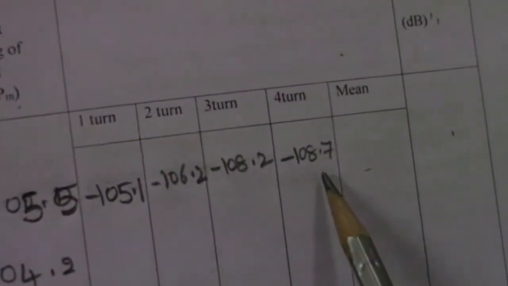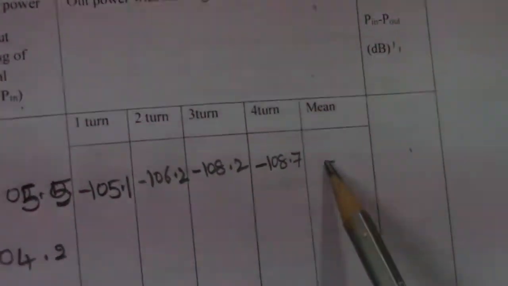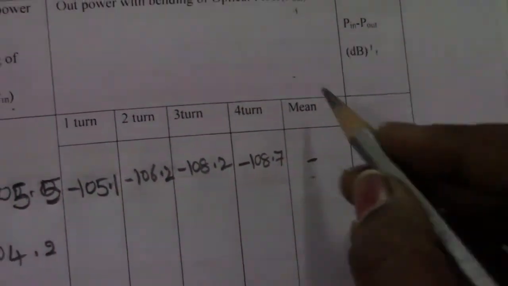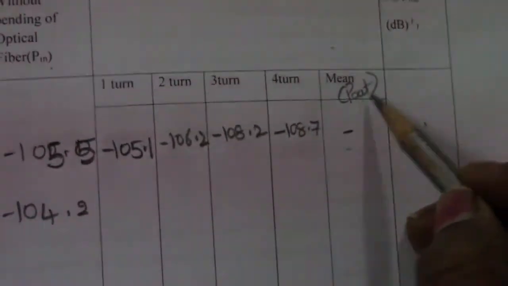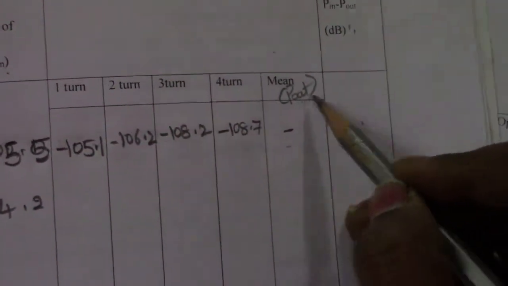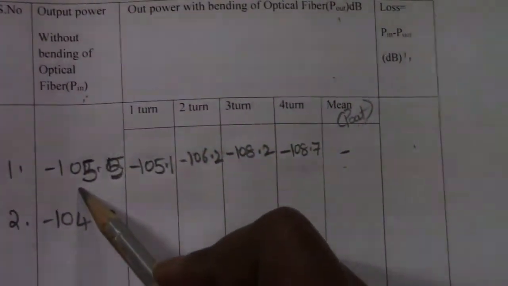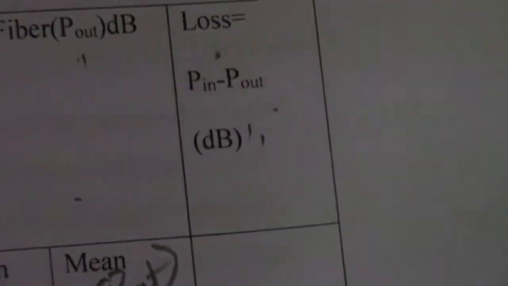After taking all these readings, I need to do the average. Add all these 4 and divide by 4. You will get the mean reading. After getting this mean, this is your output power, the output power of the optical fiber with bending. This is your P out. Now substitute this P in and P out in the loss formula. Loss is equal to P in minus P out. You will get one value here.